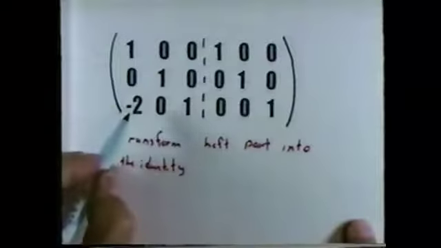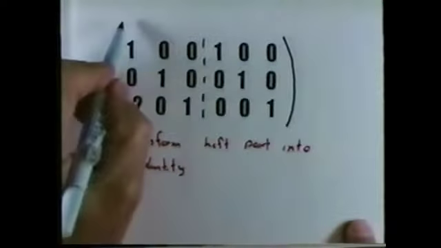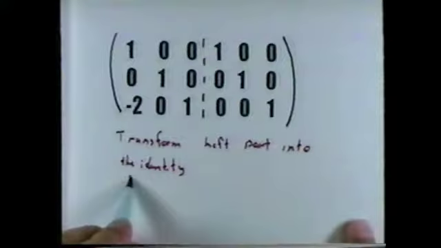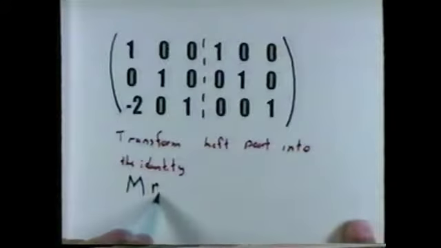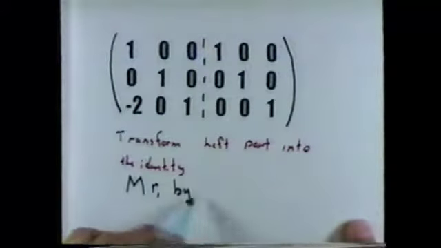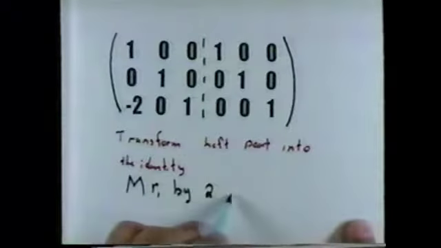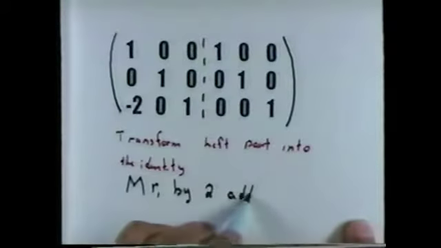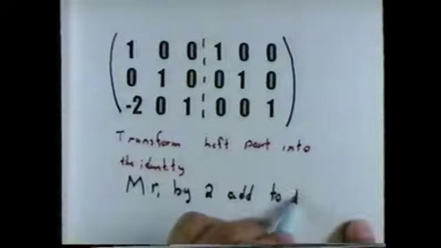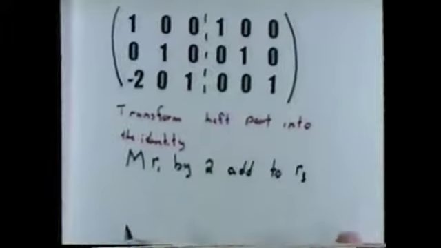Well, everything fits except this point, so all I need to do is to multiply row 1 by positive 2, add to row 3.